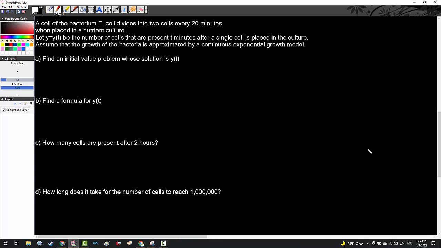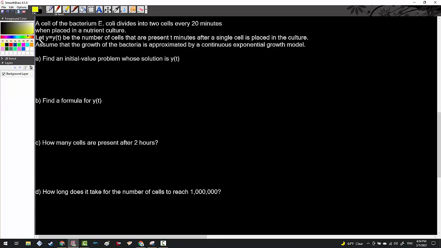All right, so in this example, we're going to be talking about a cell of bacterium E. coli, which divides into 2 cells every 20 minutes, one placed in a nutrient culture. We're going to let y of t equal the number of cells that are present t minutes after a single cell is placed in the culture, and we're going to assume that the growth of the bacteria is approximated by an exponential growth model. So what we're going to do is find an initial value problem whose solution is y of t.